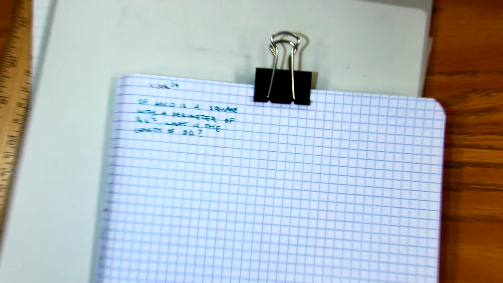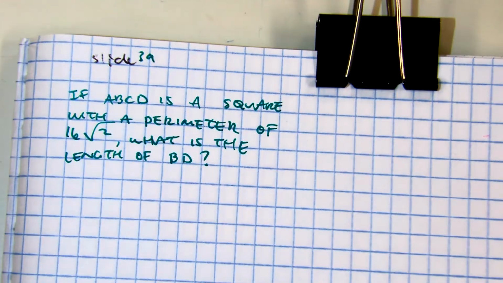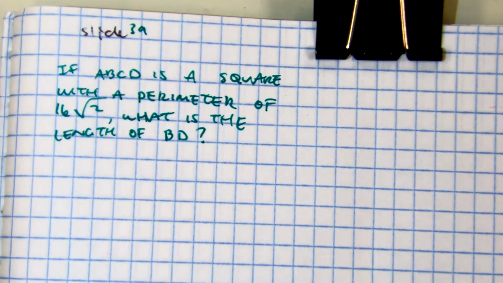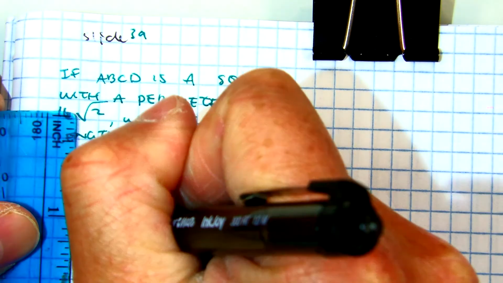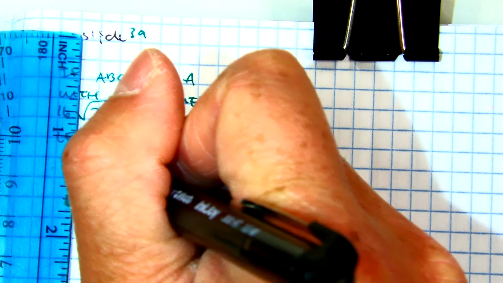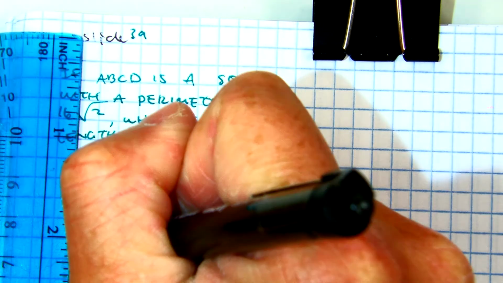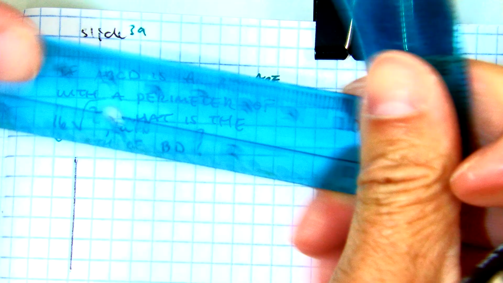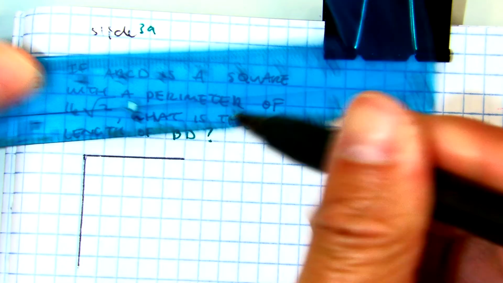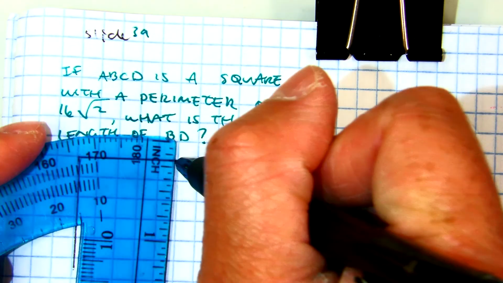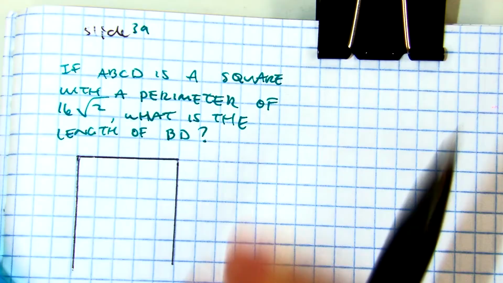Alright, so ABCD is a square. Let's draw a square. Rulers are nice. Remember, when you're drawing your pictures, they should be about the size of your palm. You don't want them too small. The reason why is you want to be able to write on it or annotate.